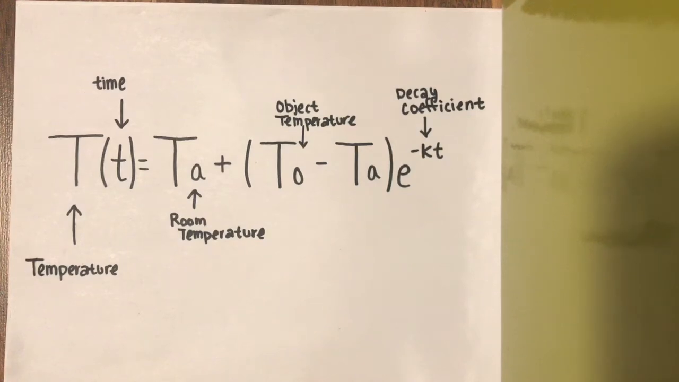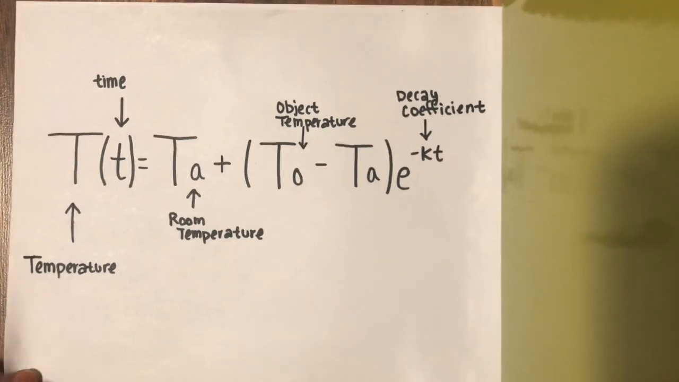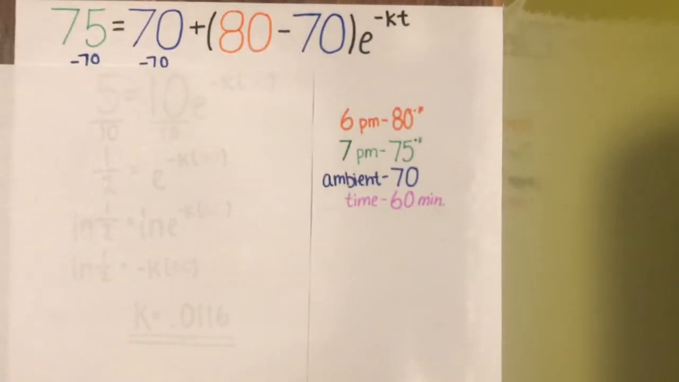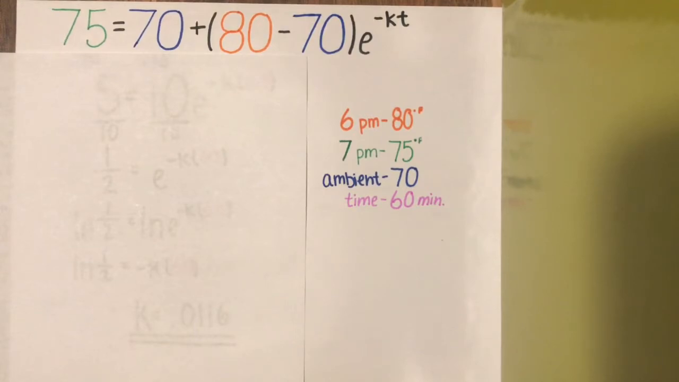When using Newton's law of cooling to determine the time of death, the formula to do so is shown here. That is, T is equal to the room temperature plus the object temperature minus the room temperature, again multiplied by e to the power of negative kt, k being the decay coefficient and t being the time elapsed. When we plug in the numbers given into the formula, we get 75 is equal to 70 plus (80 minus 70) multiplied by e to the power of negative kt.